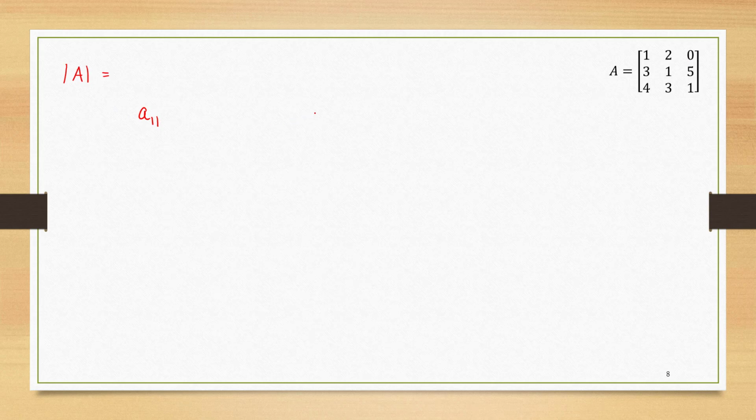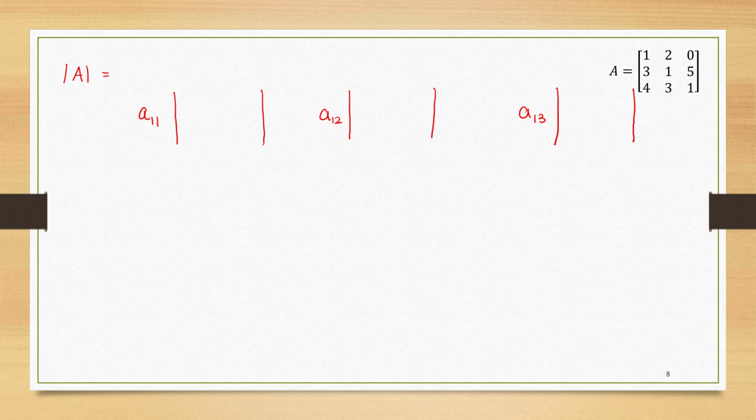A11, A12, A13 at a certain distance. Why am I taking this distance? It will be clear in a few seconds. Along with A11, we have to make a 2 by 2 matrix, or we should rather say determinant. 2 by 2 determinant. How would this determinant be found?